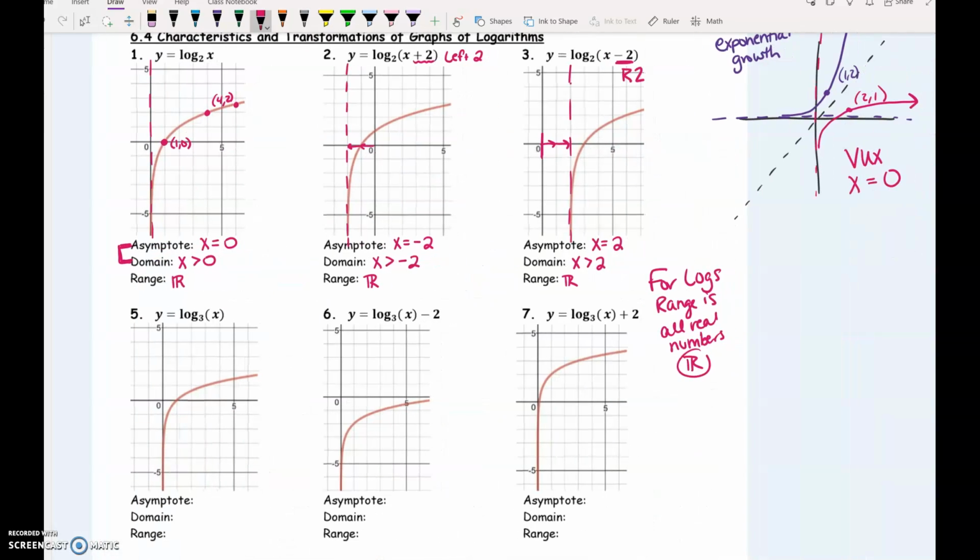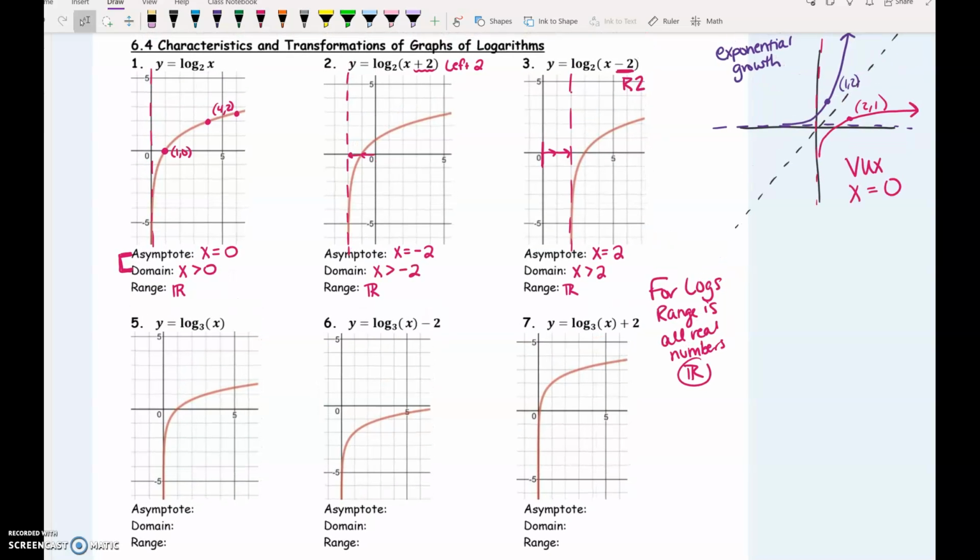This time, there's nothing inside with the x. There's only numbers outside. So number 5 is actually very, very similar to number 1. Do you see how number 5 and number 1 look almost identical? It's just log base 3 instead of log base 2. So the asymptote is at x equals 0. The domain is x is greater than 0. And the range is all real numbers.